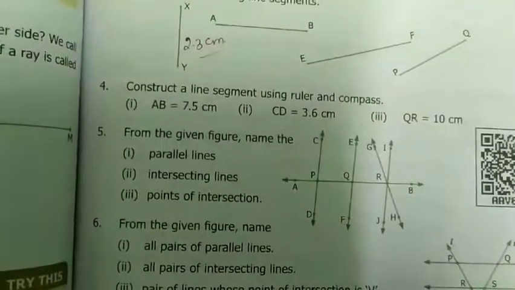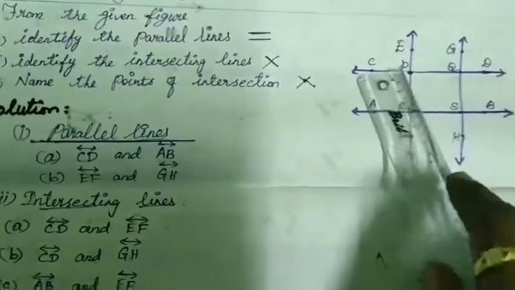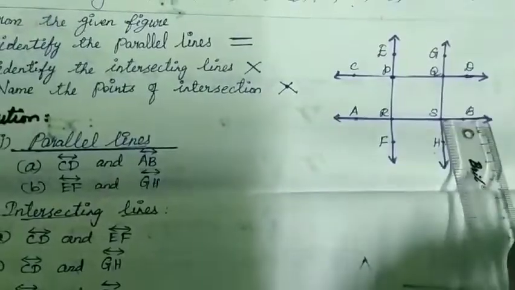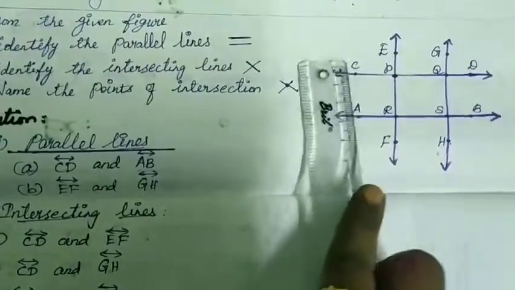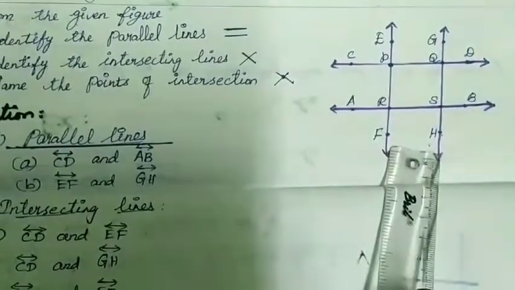Let's see this. See here, what are the parallel lines? CD and AB. These two lines are parallel, and also see here, EF and GH. These lines are the parallel lines.